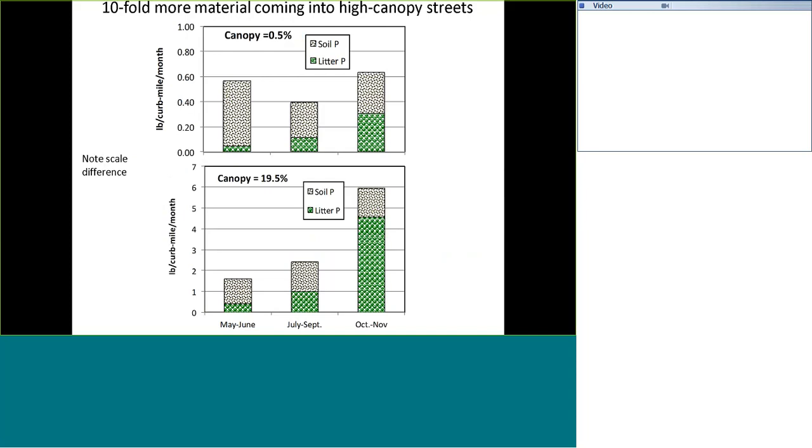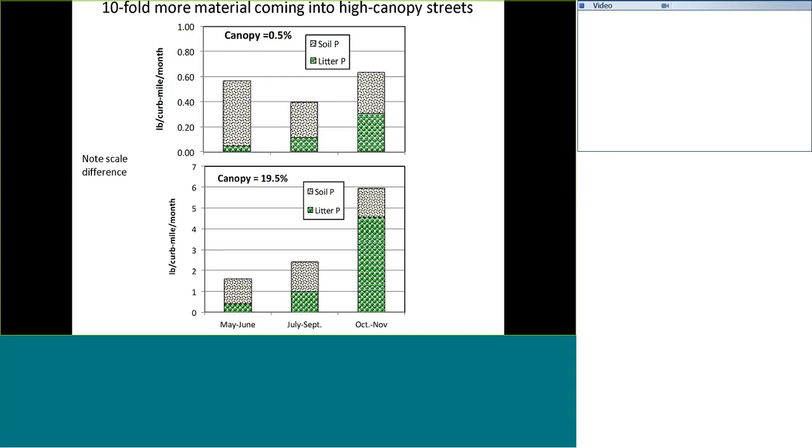We also saw an effect of canopy cover. We saw 10-fold more material coming into streets in high canopy streets compared to low canopy streets. Here I'm showing 2 examples of 2 different routes: one that had a canopy cover of just 0.5% of the street covered by trees, and a higher route where about 20% of the street was covered by trees. This shows pounds per curb mile that was recovered by sweeping.